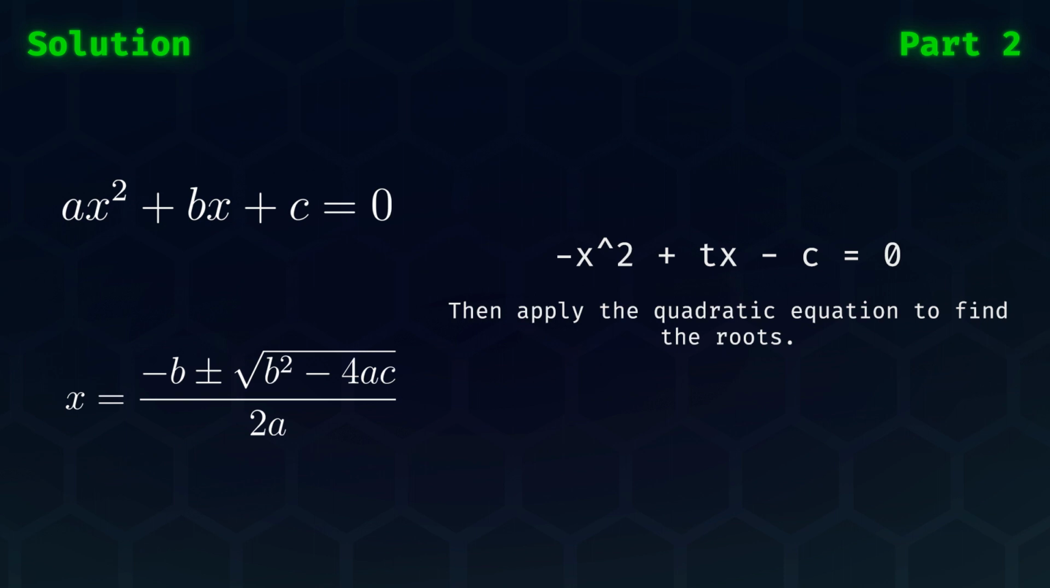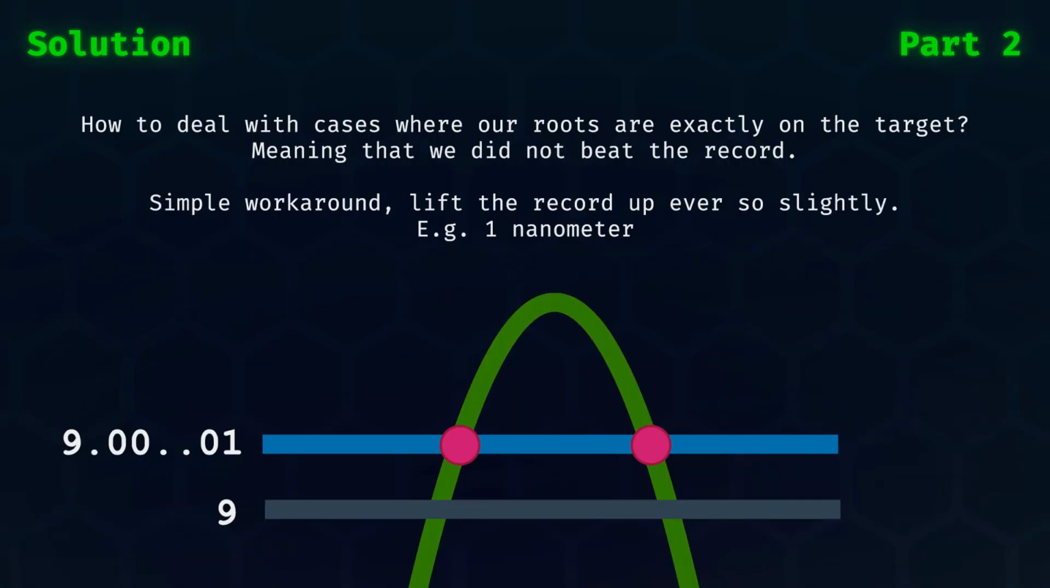Now, there is one final thing that we need to consider before we look at the code. It could be that the distances corresponding to our roots, or x-coordinates, are exactly on the target distance. In these cases, we did not beat the record. We only matched it. The workaround is simple. You can lift the record up ever so slightly. If we ever manage to match this larger record, then by definition, we also beat the smaller record. Making the delta really small guarantees that we won't modify the actual outcome of the problem. My suggestion is to increase the record by 1 nanometer.